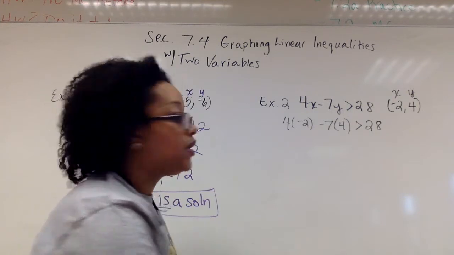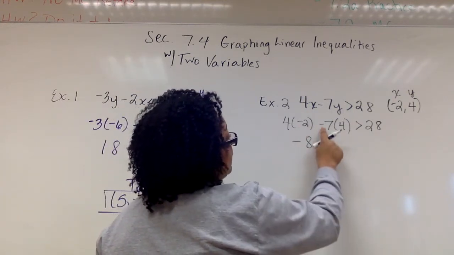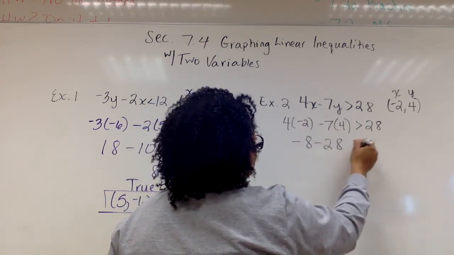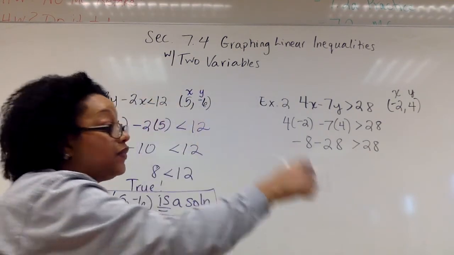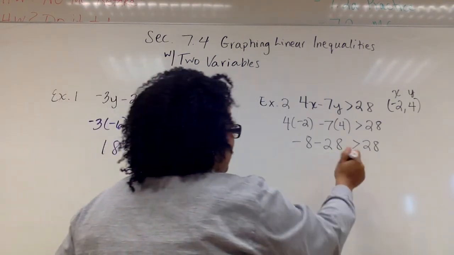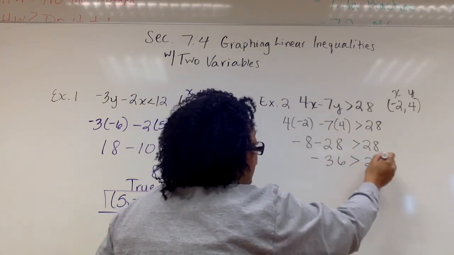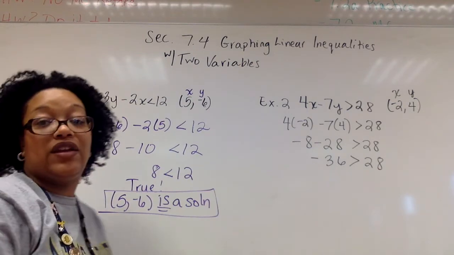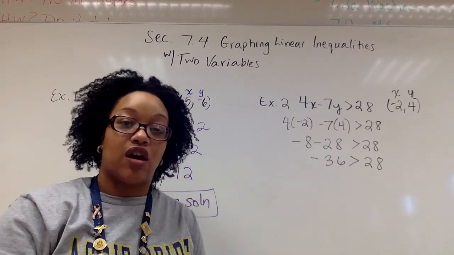All right, so let's keep it going. 4 times negative 2 is negative 8. Negative 7 times positive 4 is negative 28. Still greater than 28. Well, calculator time if you need it. Negative 8 minus 28 is negative 36, greater than 28. So this is where you stop and ask yourself, is that statement true? Or in other words, is the alligator open to the larger number?